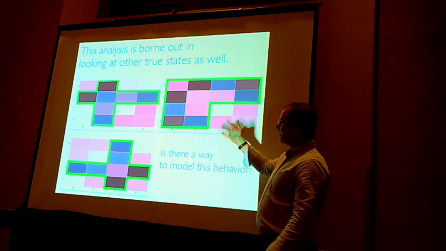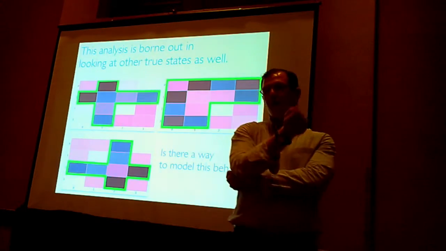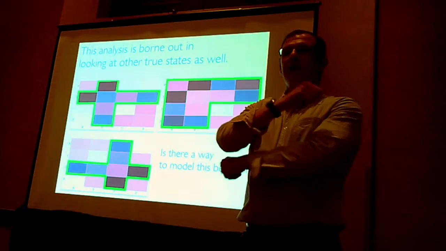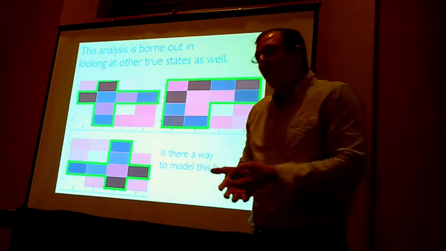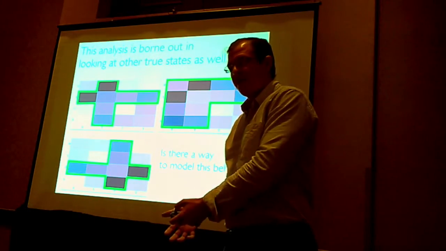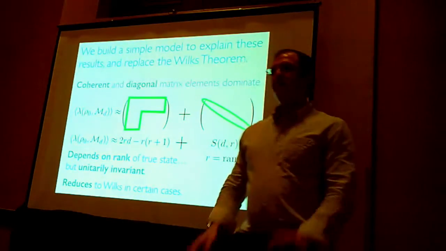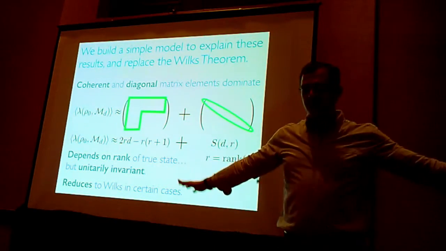And so we looked at this data and we said, well, is there a way to model this behavior that we could actually predict the expected value of the log likelihood ratio statistic in a way that respects state space boundaries? We did. We built a very simple model. It is the simplest model that you could think of.